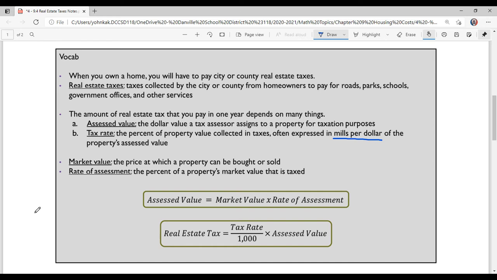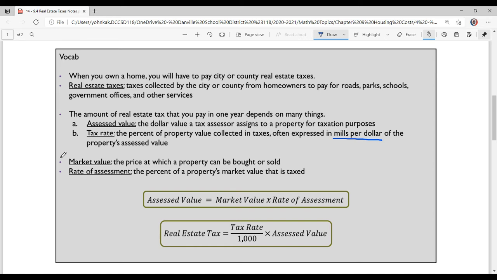We have something called a market value, which is the price at which a property can be bought or sold. So if we look at what the market value of the house is, that's how much it would be, say, put on the market for. That could be different than the assessed value, because your house could be assessed at more, but it wouldn't sell on the market very much, so that value's lower.